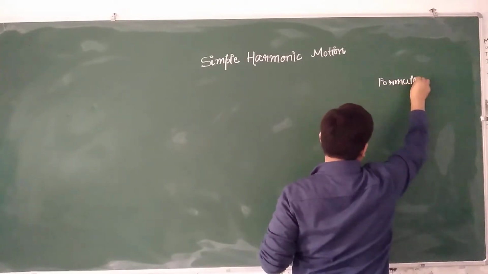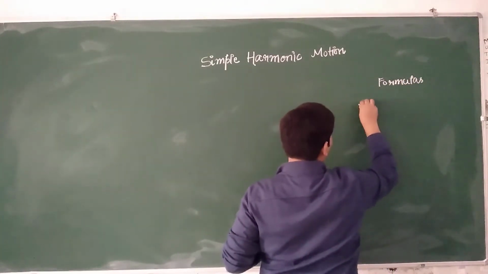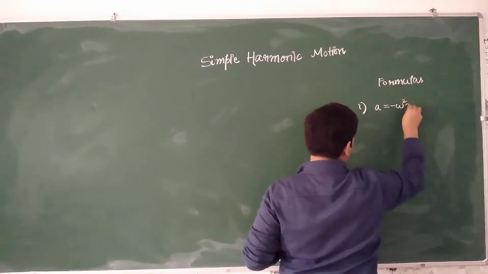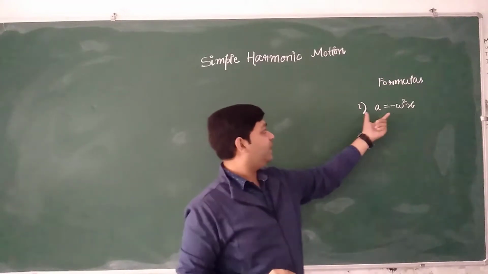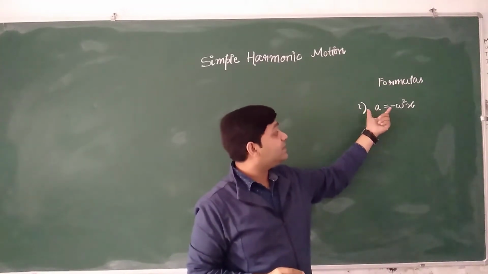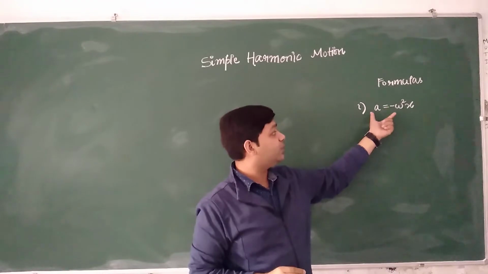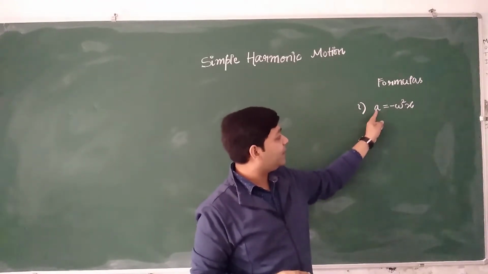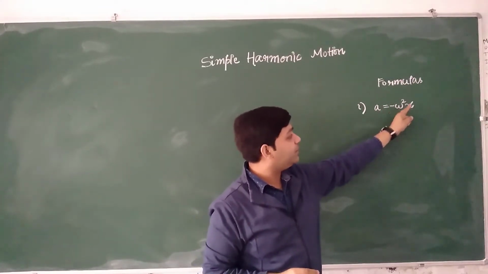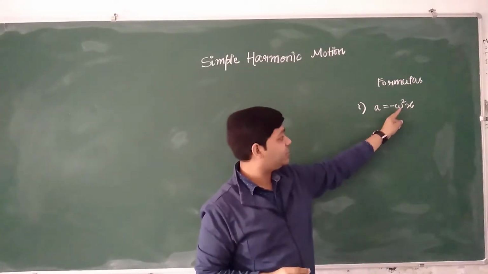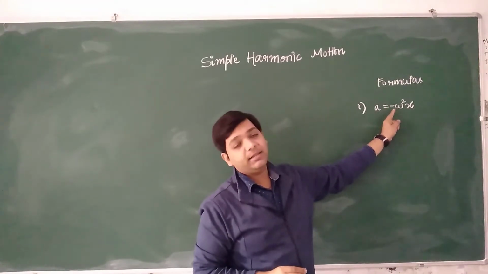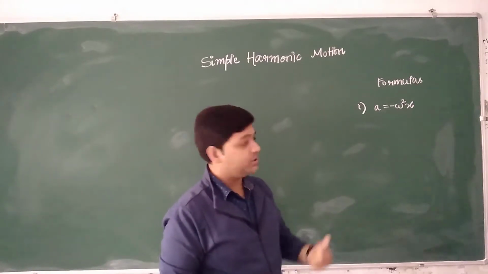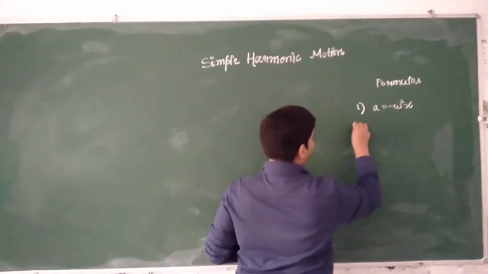So the formulas are, the first relation that we discussed is a is equal to minus omega square x. This is a very important relation because it is a necessary condition for a motion to be simple harmonic motion. It says that acceleration of the particle should always be proportional to its displacement from its mean position, and minus sign indicates that the acceleration of the particle is always towards its mean position. This is the first relation that we covered.